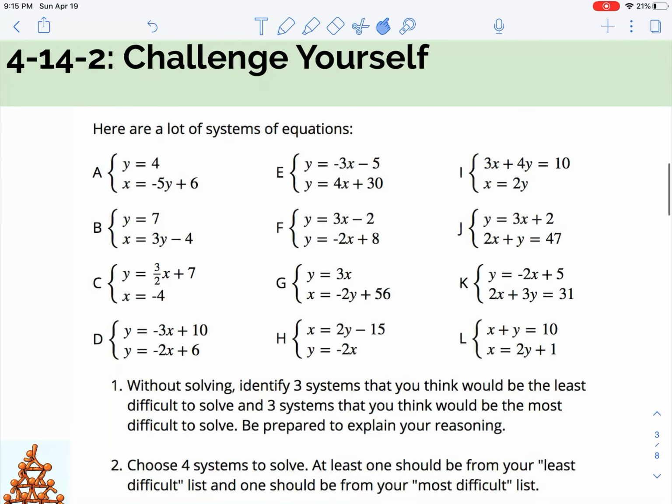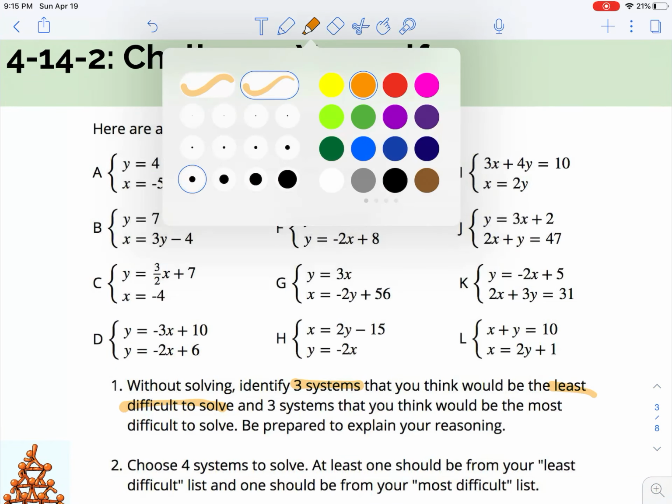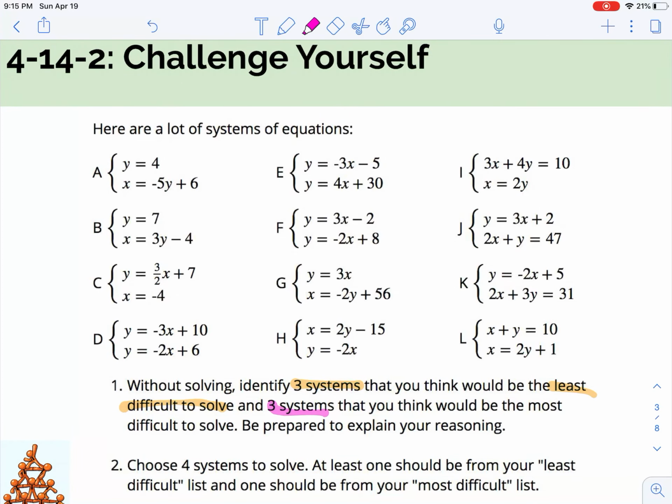Okay, activity 2. Here's a lot of systems of equations. No, you don't have to solve them all. You only have to solve 4. But problem 1 wants you to identify some things. So 3 systems that you think would be the least difficult to solve, and then it also wants you to find 3 systems that you think would be the most difficult to solve.